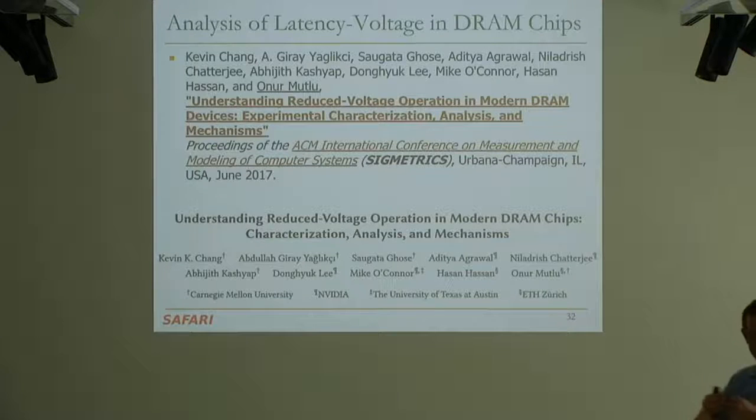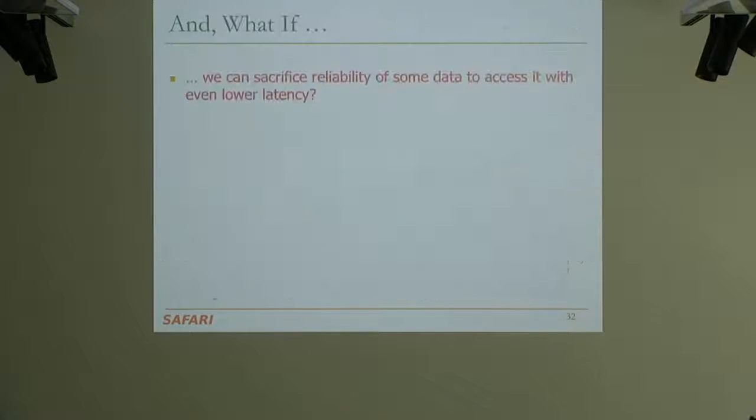We can violate that margin. Okay, so I will not answer this question, but I think there is a lot more to be done if you answer this question. So far, everything that we've done doesn't sacrifice reliability. We try to keep everything completely reliable. But what if you can sacrifice the reliability of some data to access it with even lower latency? Then I think this opens up even more opportunities.